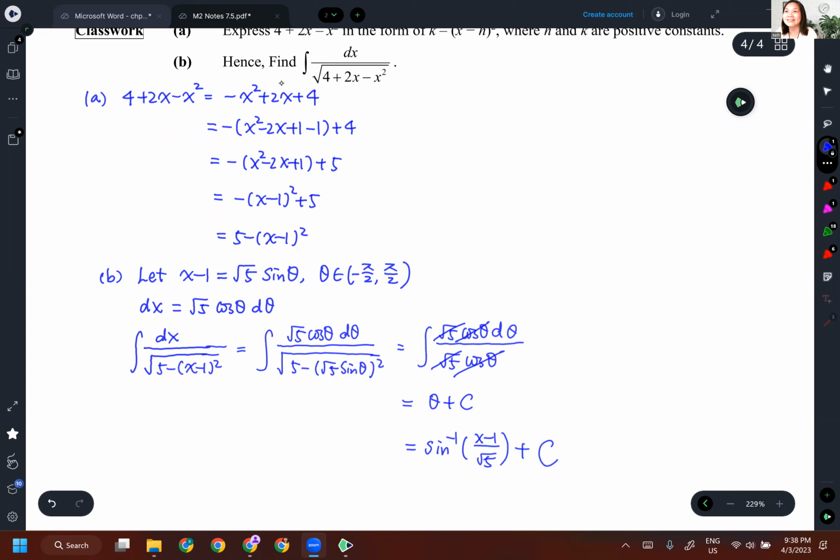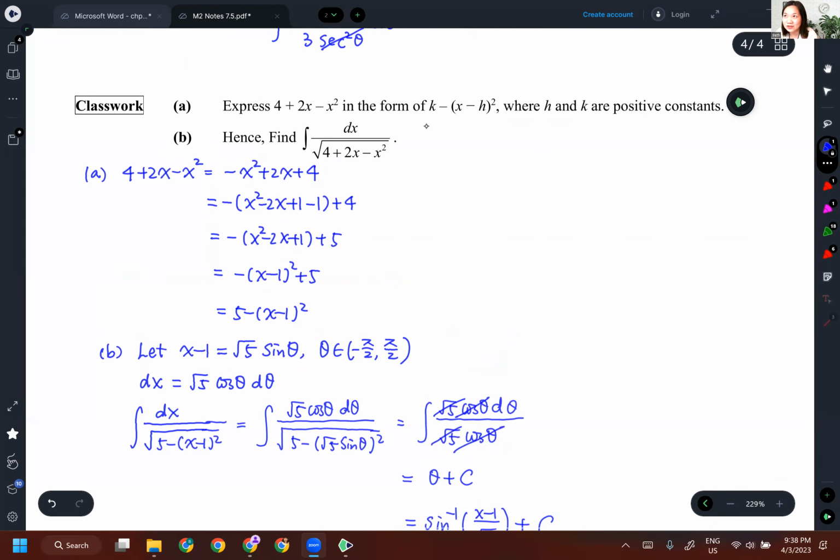Now, in the end, I should put k first and then the square second. So I swap these two terms. I put 5 first and then the square second. That's the answer.